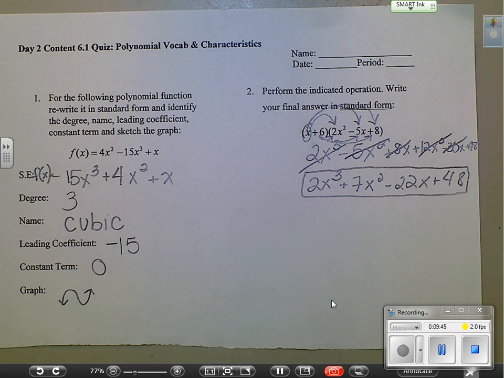The graph. And for this, you had to distribute each term over and multiply them out. And you come out with 2x cubed plus 7x squared minus 22x plus 48. Does anybody have any questions? Is there something that you want me to re-explain? The graph? So in your notes on the front page, there was a chart where you wrote the name, the degree, and the graph, so that's where that came from. Any other questions?